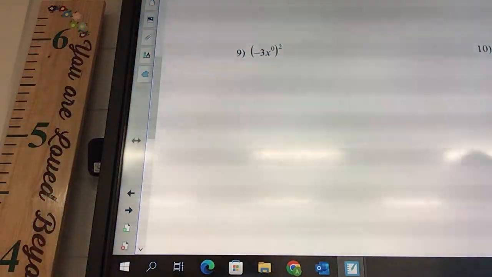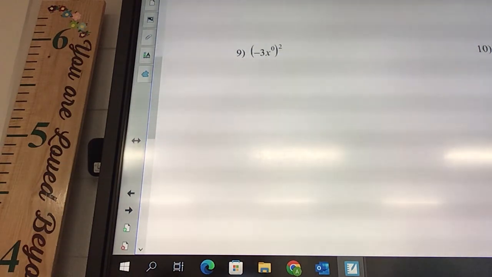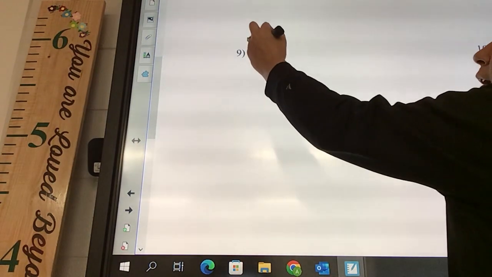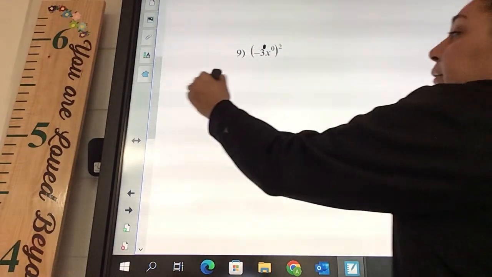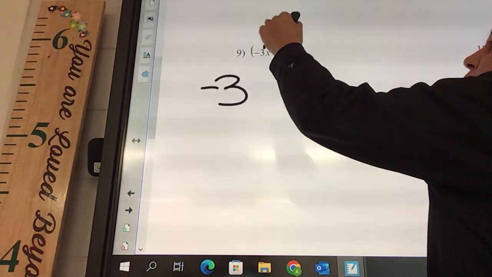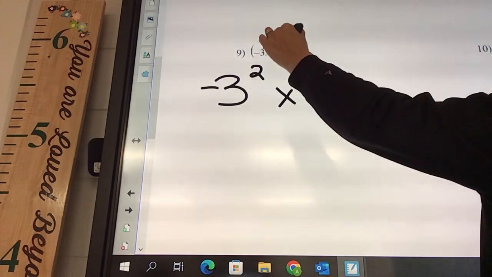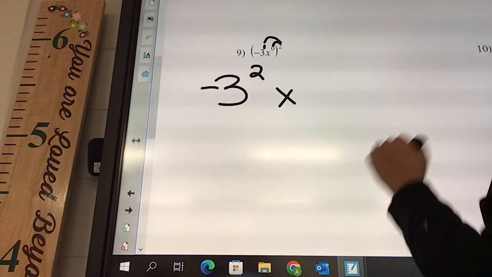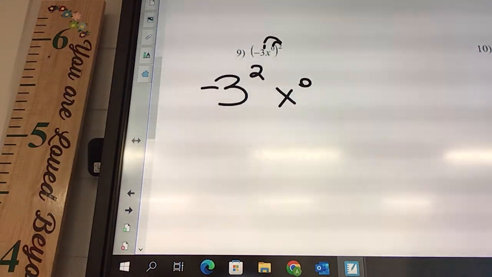Okay, what do you notice about 9? It's the 0. Or it's the parentheses. It's got the parentheses, which means you're going to multiply the exponents. Okay, so first of all, any big number has an exponent of 1 if there's nothing there. So we're going to say negative 3. What is 2 times 1? 2. X to the 2 times 0. What's 2 times 0? 0. Okay, well, what is anything to the 0 power?